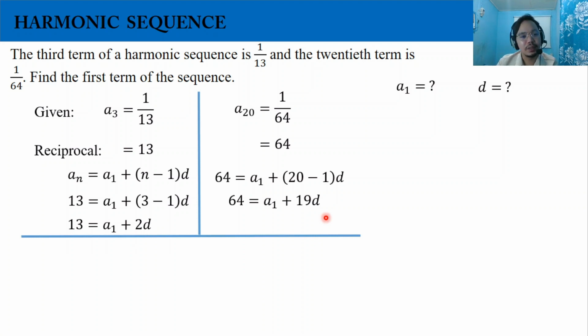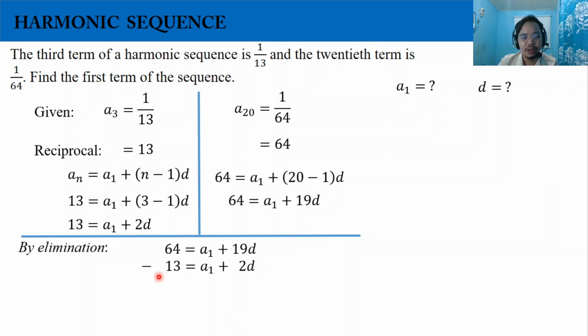So we have two equations. The first one is the one that we got from the third term. So we have 13 equals a sub 1 plus 2d. And the second equation is the one that we got from the 20th term. That is 64 equals a sub 1 plus 19d. So through these two equations, we can do elimination, by subtracting the two equations. So let's have first this, 64 equals a sub 1 plus 19d, subtracted by the other equation, 13 equals a sub 1 plus 2d.